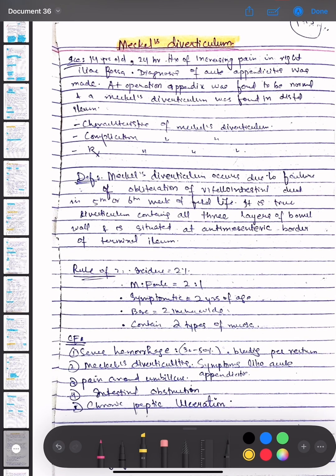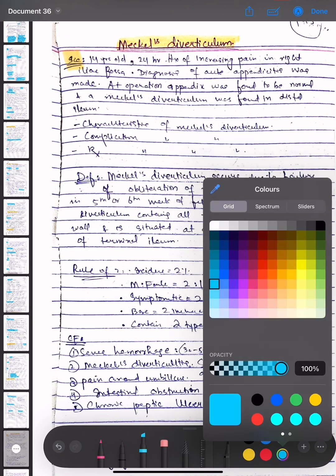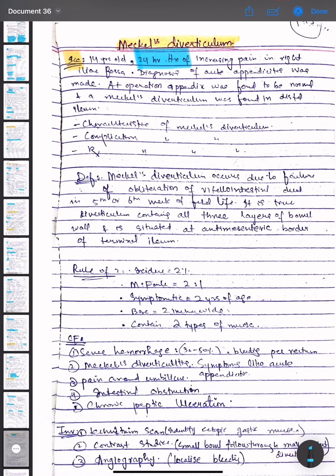Scenario: there is a 14 year old patient presenting with a 24 hour history of increasing pain in the right iliac fossa. Diagnosis of acute appendicitis was made. At operation, the appendix was found to be normal and a Meckel's diverticulum was found in the distal ileum. What are the characteristics of Meckel's diverticulum? What are the complications and the treatment?